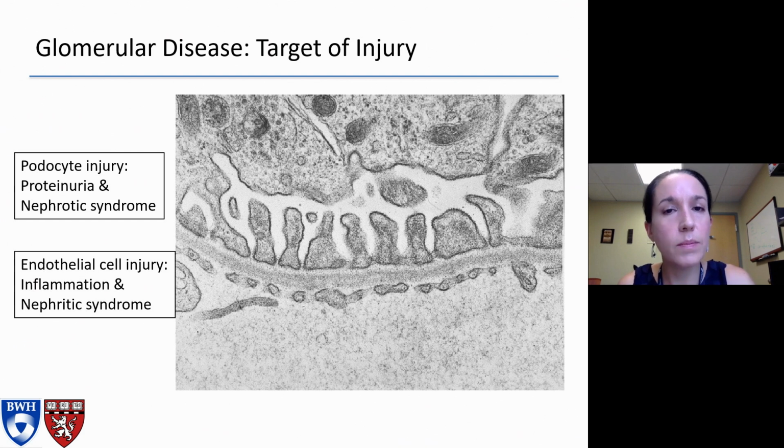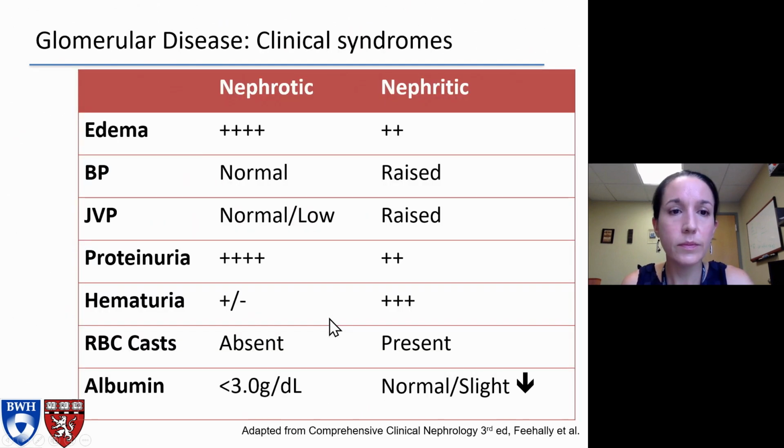So when we see patients with glomerular disease, the pattern of injury is determined by where it is targeted by that particular injury. If you have a condition where the podocytes are injured, the injury is on the urinary side of the glomerular basement membrane, and you see proteinuria and nephrotic syndrome with heavy proteinuria. If the injury is on the endothelial cell side, it's a much more inflammatory presentation, and patients present with nephritic syndrome. So clinically, we see these are very different.